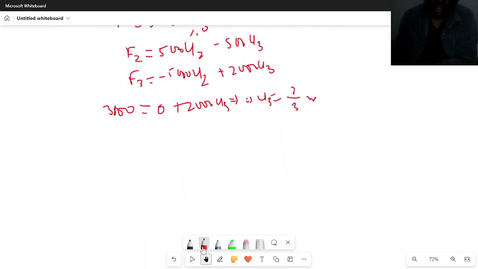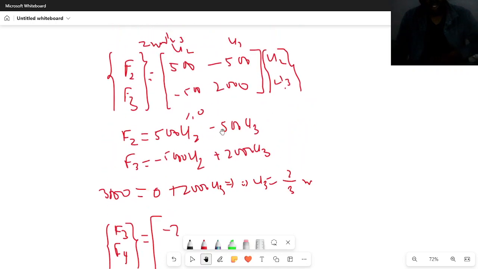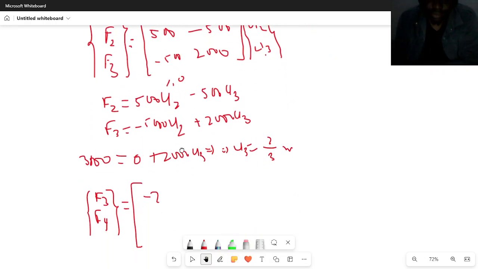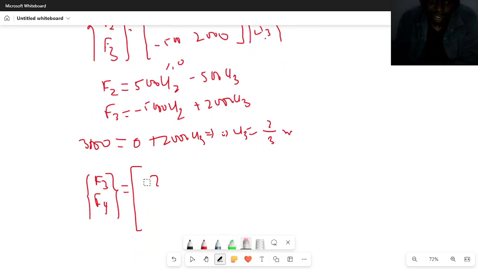Same thing. Now we're going to start. We're going to write F3 and F4 to be equal to, what do we have here? I think it's minus 2000. Let's double check. What did we get? 2000. It's not minus. My bad. 2000, minus 1000, minus 1000, and then you have 1000.